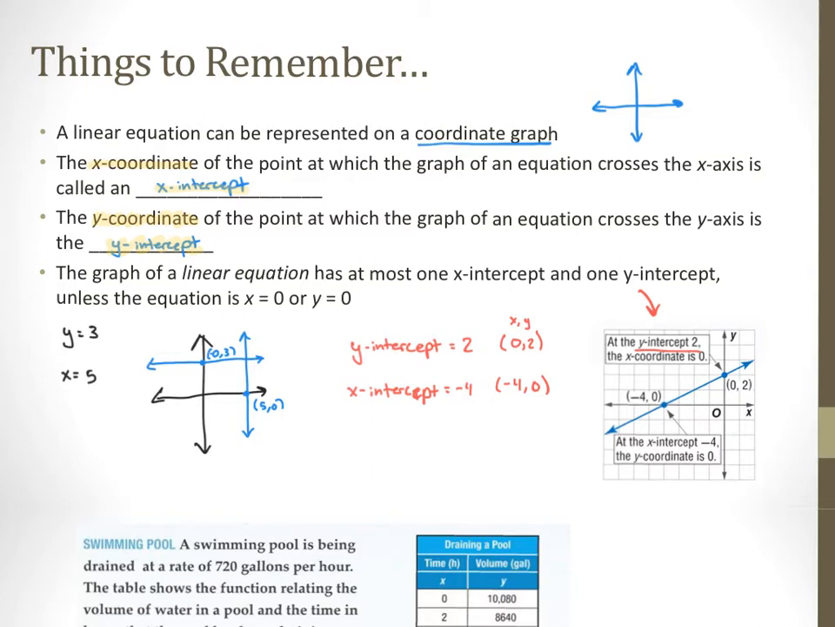Notice that these graphs only have the one intercept, which makes sense because they're either horizontal or they're vertical. They're not going to have more than one. But for the most part, most lines have 2, except for these equations. These equations only have 1.